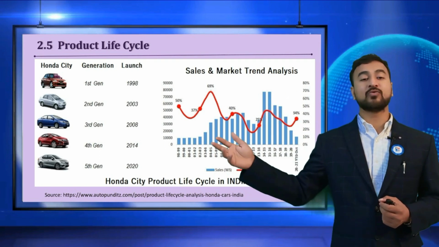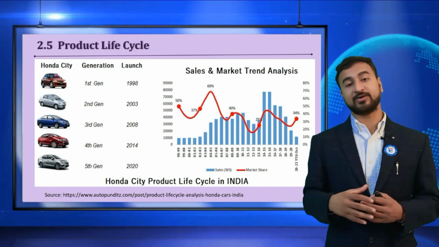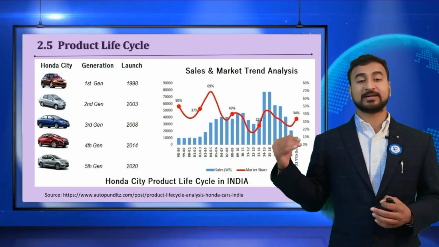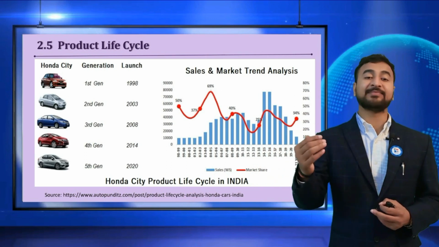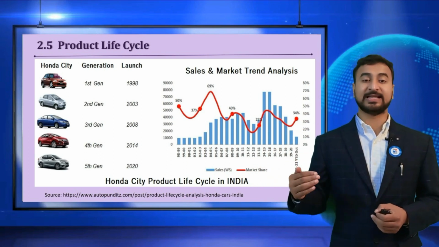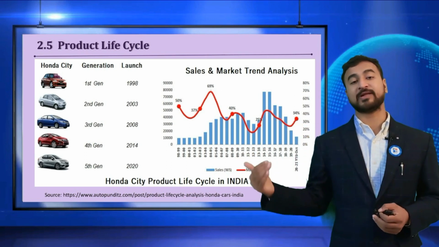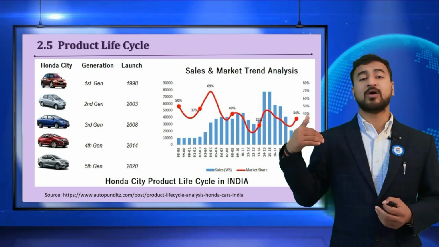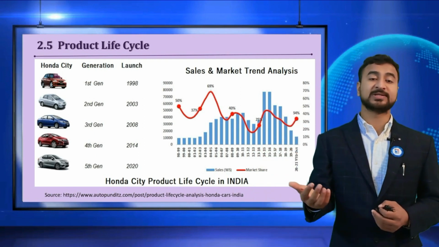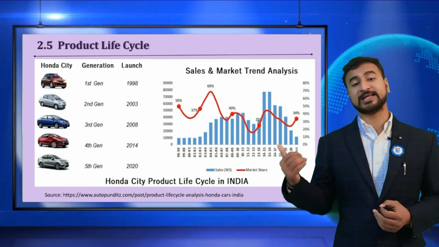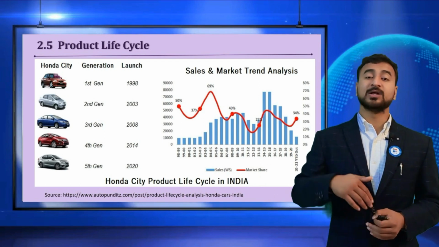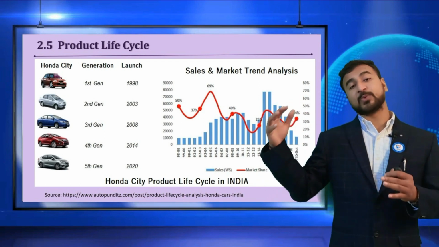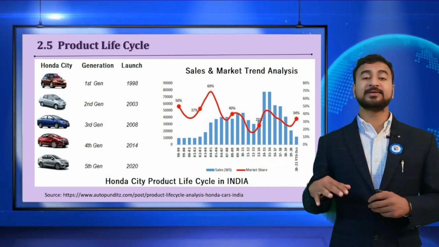Then there is a cyclic curve of the development of that Honda City. So that declined by 2003, and at the time they launched the new second generation. That's for the next 5 years. In 2008 they launched the third generation. In 2014 they launched the fourth generation. The recent generation, the fifth generation, they launched in 2020. So that is how the product life cycle is maintained in the business.